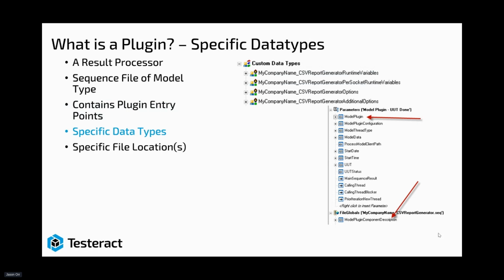Next, plugins also contain specific data types, and these come along with your result processing plugin. We highly recommend that when you're creating a result processing plugin, and we'll show this later, you use TestStand's automatic scripting tool to generate your result processing plugin templates, which will create these data types for you and populate them in your plugin entry points, in your parameters and local variables, and wherever you need them to be.